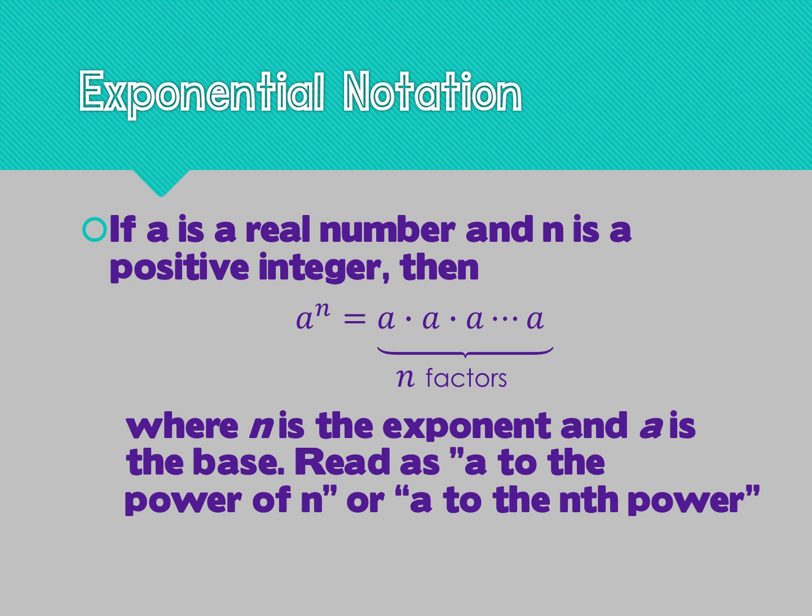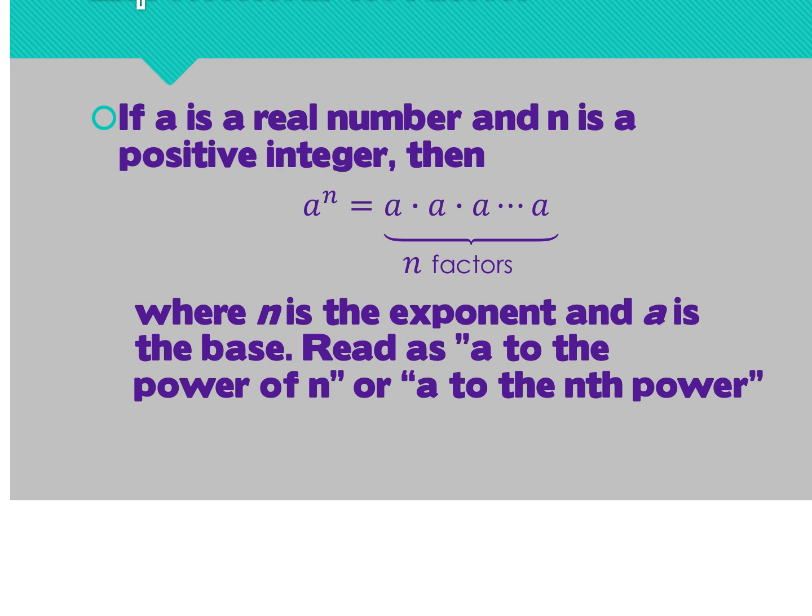So when you have something written with an exponent, exponential notation, if a is a real number and n is a positive integer, then a to the n power just means you're going to multiply a n times, where n is the exponent and a is the base. So a to the n power is read a to the power of n or a to the nth power.